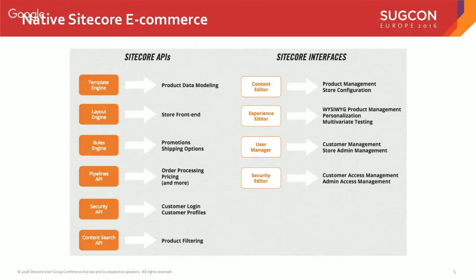But it also means that Sitecore interfaces are used to manage the commerce store. So with maybe some minor enhancements, you use item buckets for managing your product data. You can use the Experience Editor or even Experience Explorer to test rules-based promotions. So the idea is to create a native feel to commerce for both the developer and the content author.